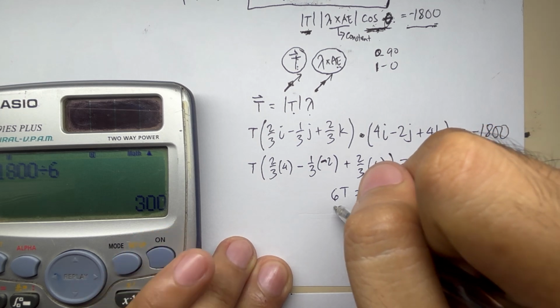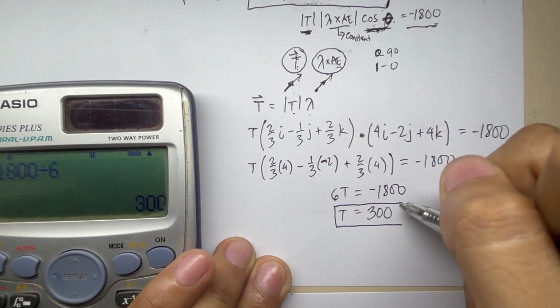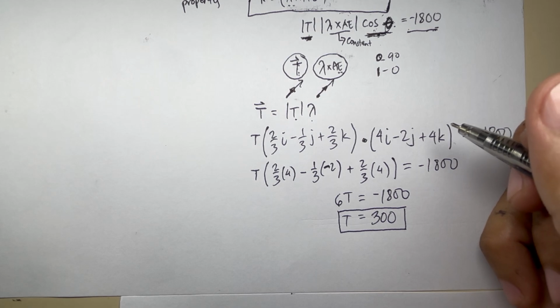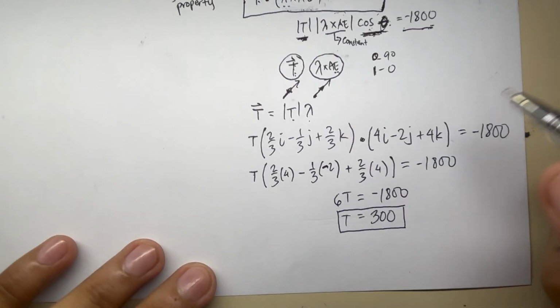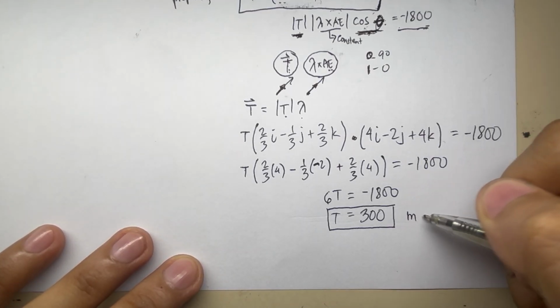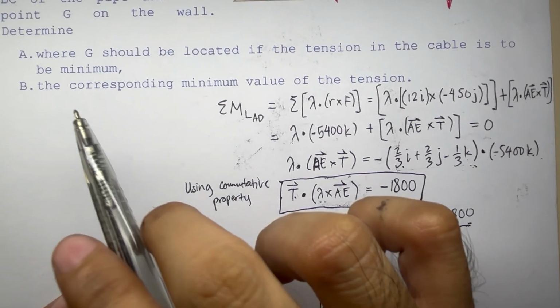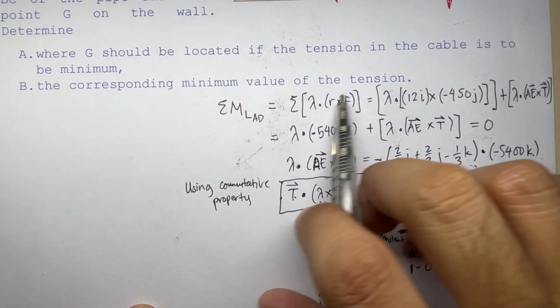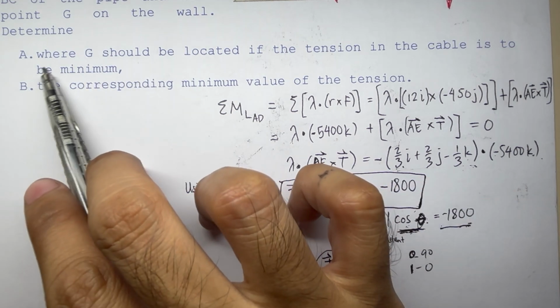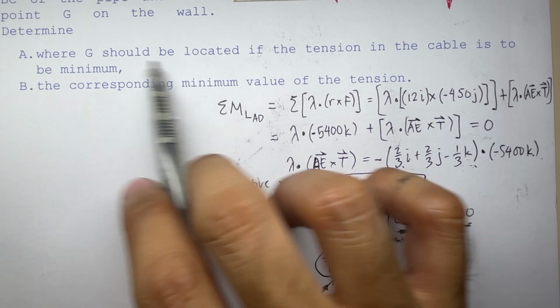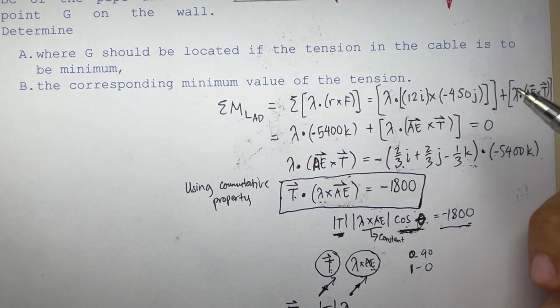So therefore our answer for letter B is 300. For our t here, this would be the magnitude. So we answered letter B, the corresponding minimum value of tension. But in letter A, we should know the location of our point G here.